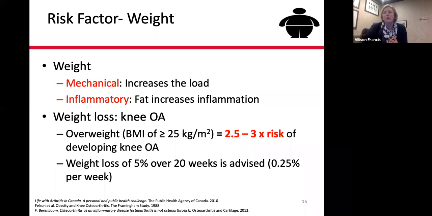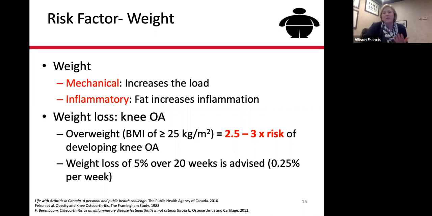And so we know that if your BMI is greater than 25, you're going to have a higher risk of developing knee osteoarthritis. We also know that if you have a moderate weight loss, people with osteoarthritis will decrease their amount of pain just through that weight loss. And it can be a very small amount of weight loss.